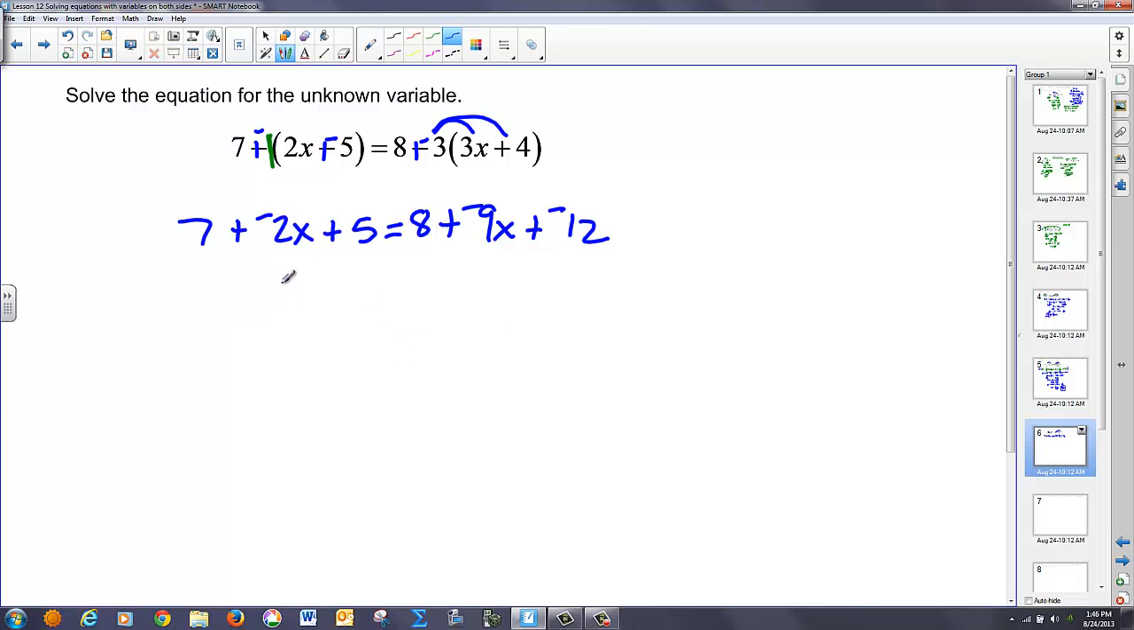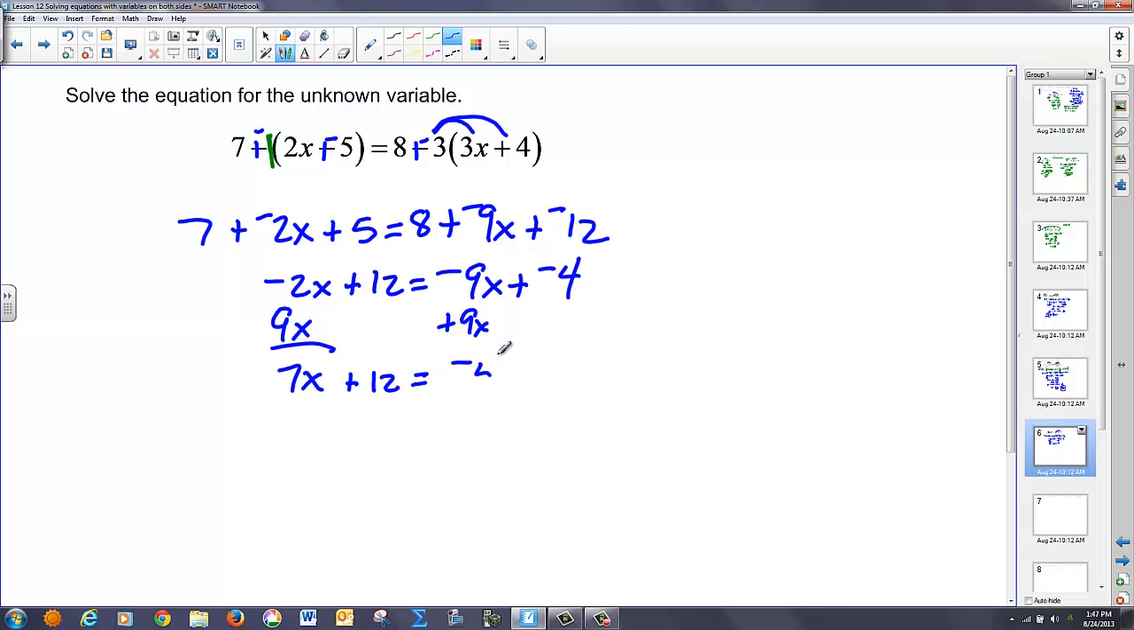Combine like terms on the two sides. This gives me a -2x plus 12, and on this side I have a -9x and a -4. So again, I want to make my variable term positive if at all possible. So this is the bigger negative. If I bring that over to the other side, it's going to outweigh the smaller negative and thus create a positive answer. So I'm going to add +9x to both sides, giving me 7x here, 0 there. That's 7x plus 12 is equal to -4.